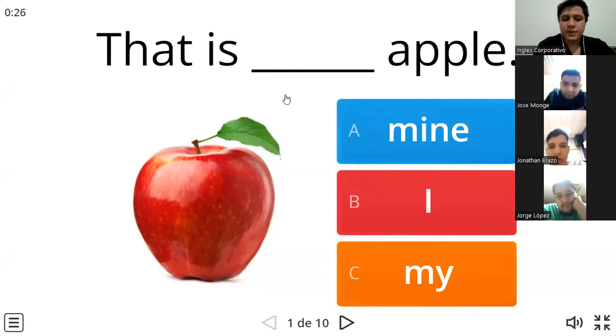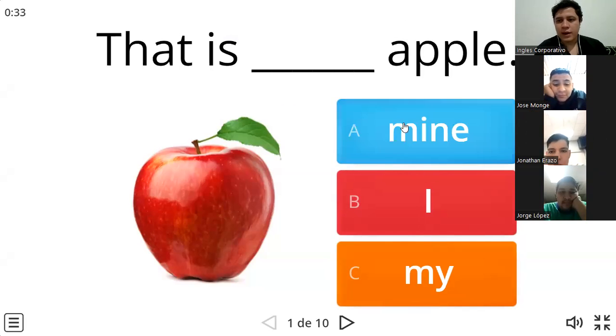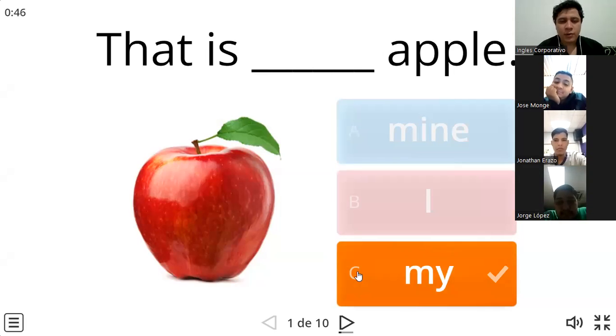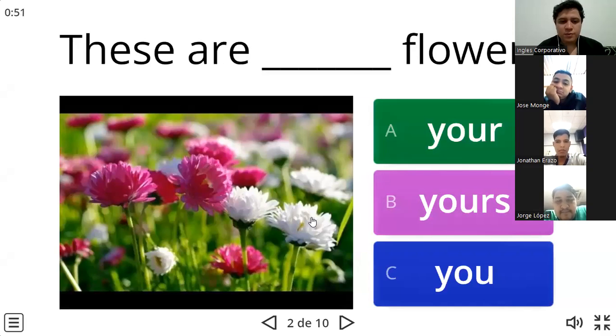Yes, guys? Which do you think it is? Letter A. Letter A. Mine. This one. That is my apple. Okay, I have some in the chat. Jamie Led and Jonathan say C, C. Okay, so that's my apple. Okay, my. Why? Because here, remember, possessive pronouns always go last, okay? And possessive adjectives go before the object, okay?